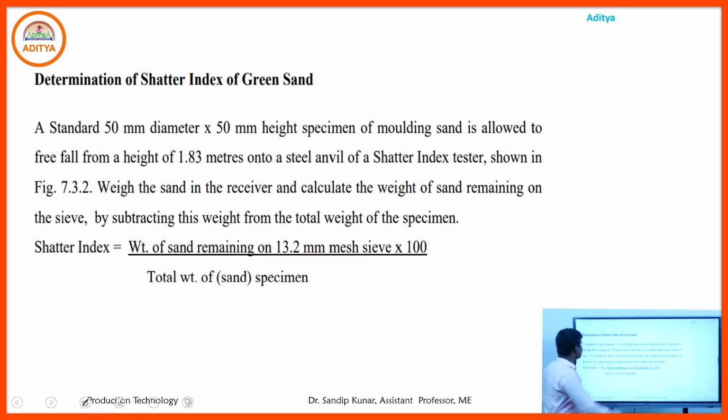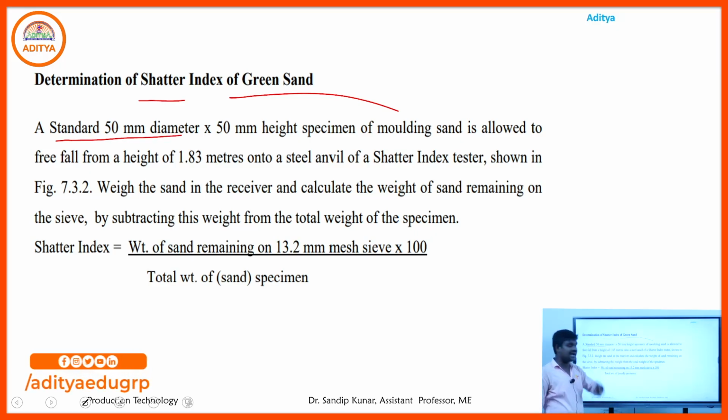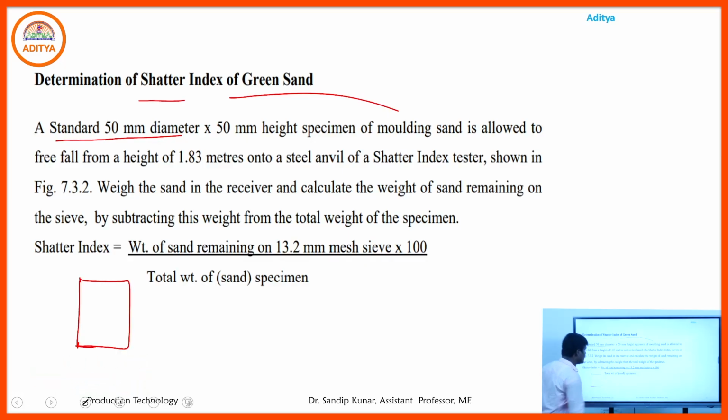Now, determination of the shatter index of green sand. How will we find out the shatter index? First, we take a standard specimen of 50 millimeter diameter and 50 millimeter height, a cylindrical shape. The molding sand specimen is allowed to free fall from a height of 1.83 meters onto a steel anvil.